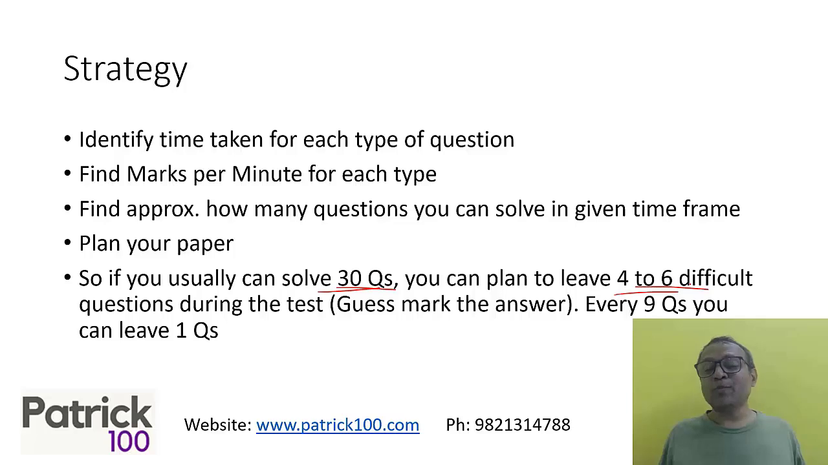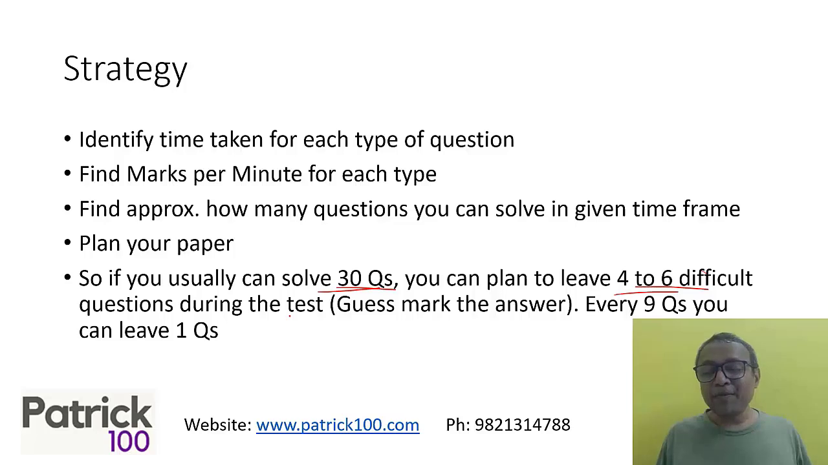It makes sense to plan in such a way that you leave out 4 to 6 questions in the middle that you guess mark. That means for every 9 questions, you can leave maybe 1 question. If you find a tough question somewhere in between, you can leave it. Don't try to solve every question, because you will waste a lot of time on a difficult question and may find less time for questions that you can actually solve.